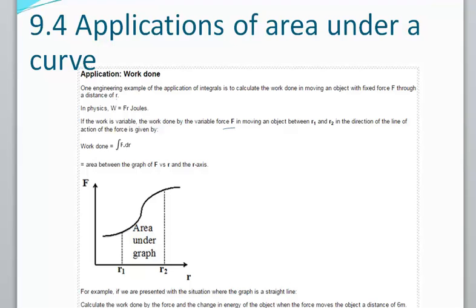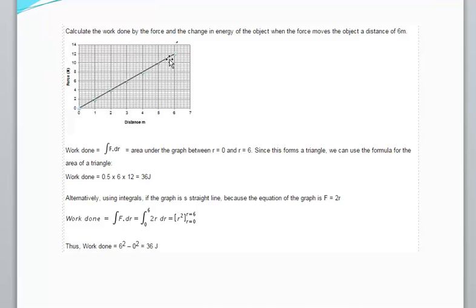So for example, if we're presented with the situation where the graph is a straight line, the work done would be there. Work done by the force and change of energy is through here. Work done is F multiplied by dr. The area under the graph between R is 0 and R is 6. Since it forms a triangle, we can use our area of the triangle is a half times 6 for the base times 12 for our height. So that will be 36 joules.